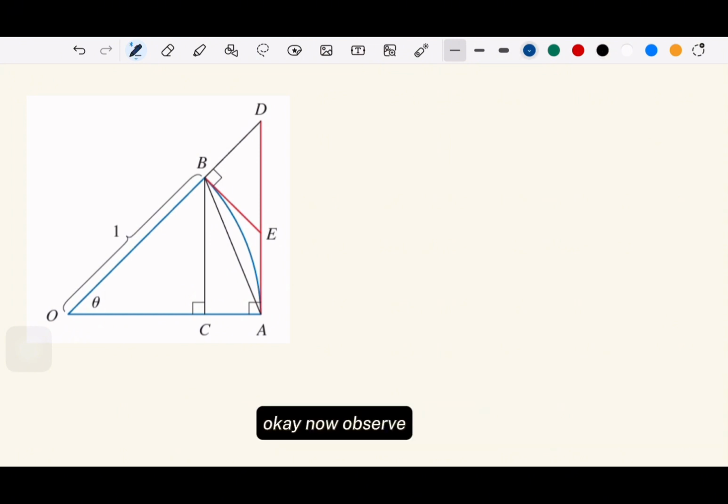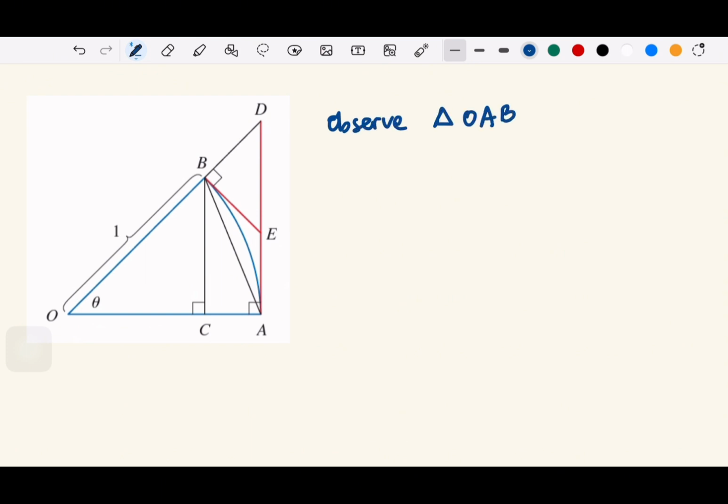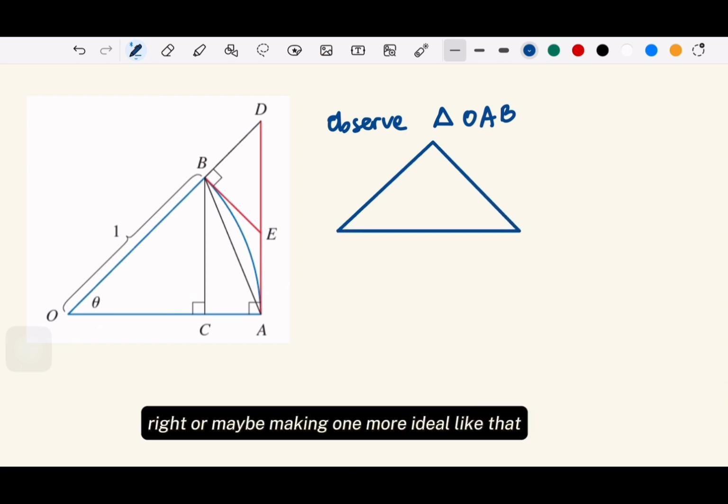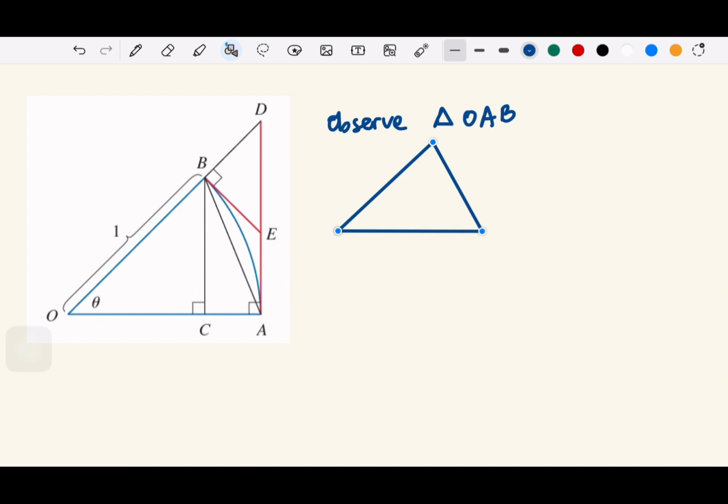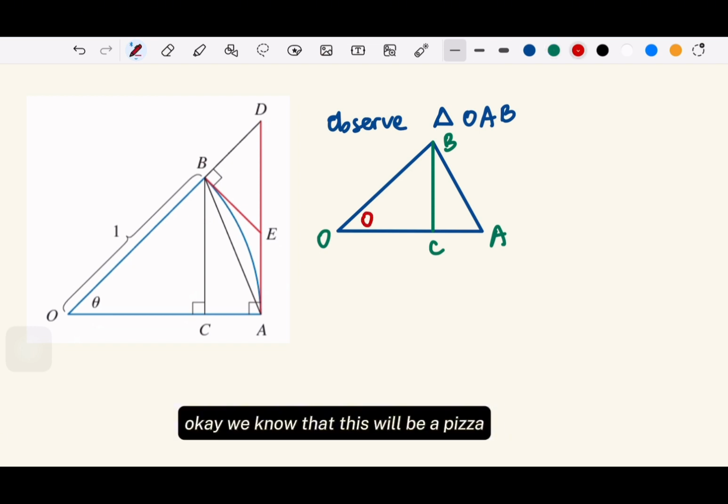Now observe the triangle OAB. So OAB is like this, or maybe making it more ideal like that. This is C, B, O, A. We know that this angle is theta, and from the previous conclusion, BC is our sine, so we can write sine theta here. This is 1, right?